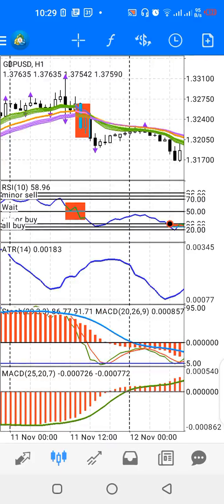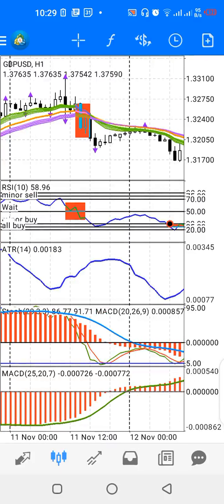Now for the parameters for the stochastic oscillator, we have percentage K is 20, percentage D period is 3, slowing is 3, price field is close on close, method is simple. The main line color is green, the signal line color is red, and the levels are 95 and 5, color is blue. That's that for the stochastic oscillator.